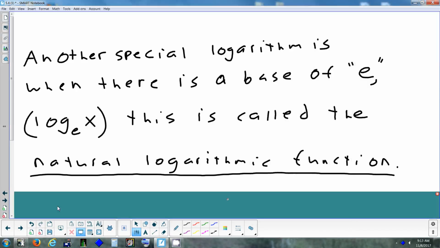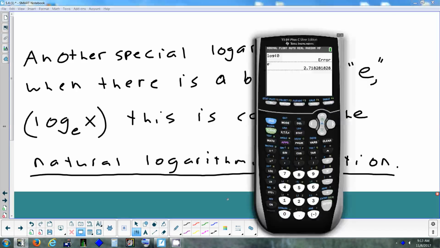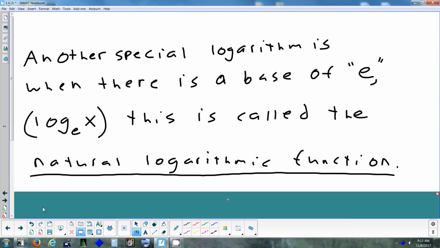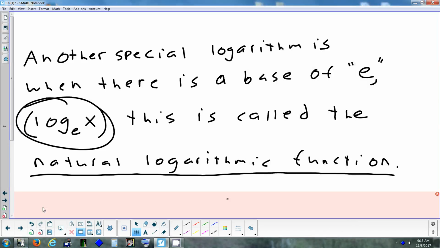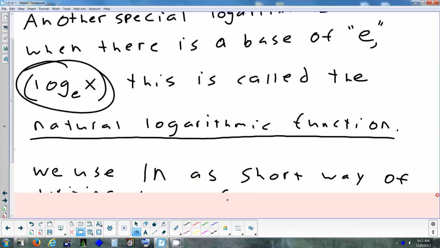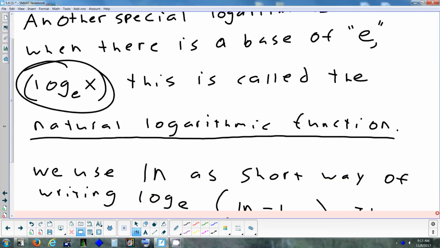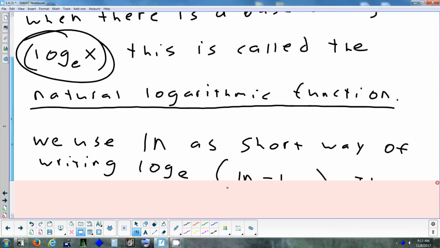And that's the natural logarithm. Now, when you have a natural logarithm, if you look at the calculator, notice the button right below log says ln. You normally never see that written, ever. Okay? So we use an abbreviation, and that's a short way of writing log base e. Okay? ln.